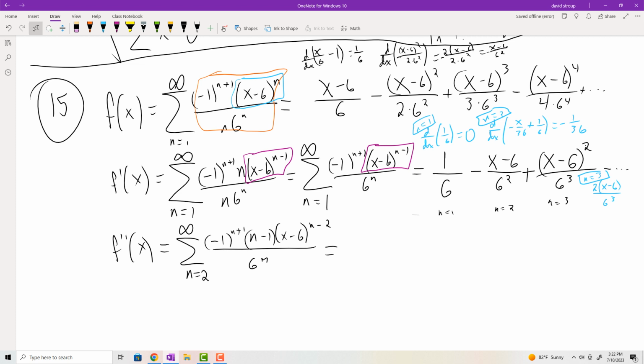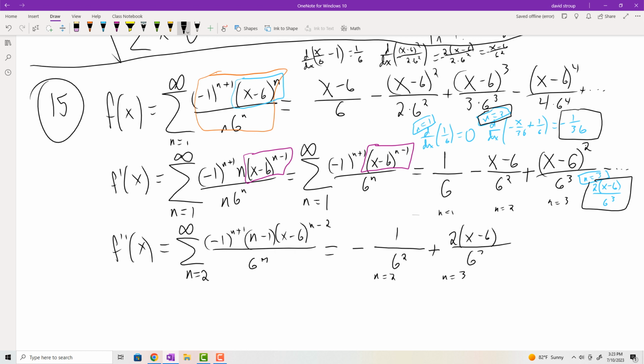Okay. So let's see if that's what I get. And I should get those blue numbers, right? All right, so if I plug in 2, I get negative 1 cubed, which is negative, times n minus 1, so again, this is n equals 2 here. So 2 minus 1 is just 1, and then (x minus 6) to the 2 minus 2 is just 0, so (x minus 6) to the 0 is 1, all over 6 squared. And that's it. That's n equals 2 from above. Okay, that's this guy right here. And then the next one should be this guy, so let's do n equals 3. So I get plus now, and that will be 2 times (x minus 6) to the 3 minus 2 is just 1 all over 6 cubed. Yeah, and it looks like it's working.